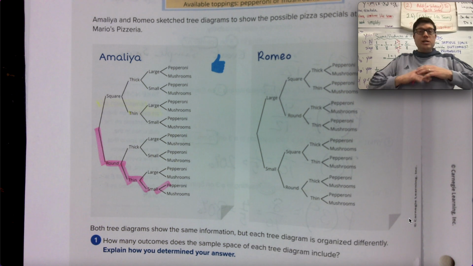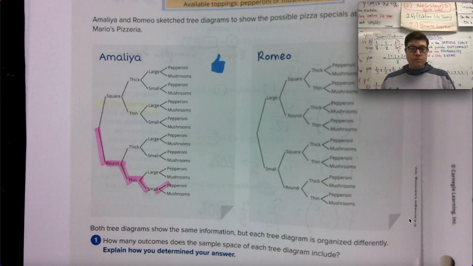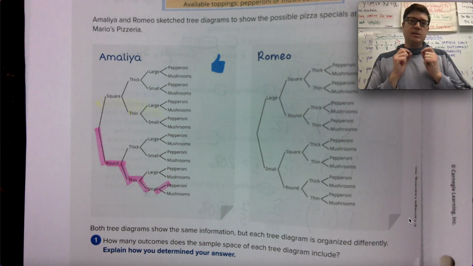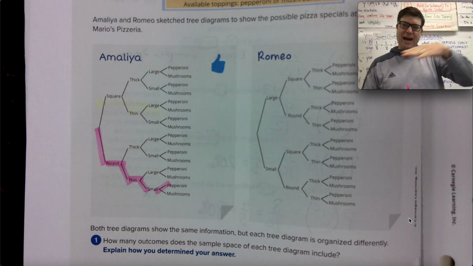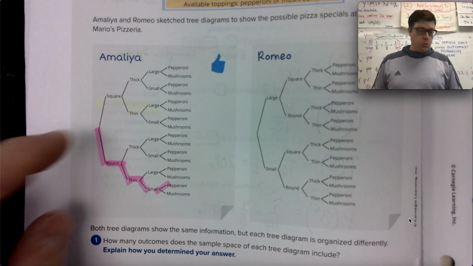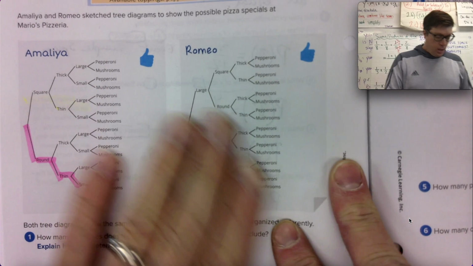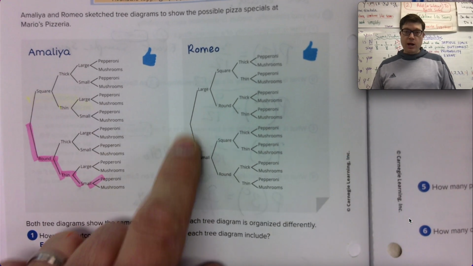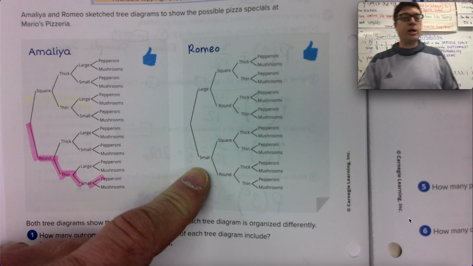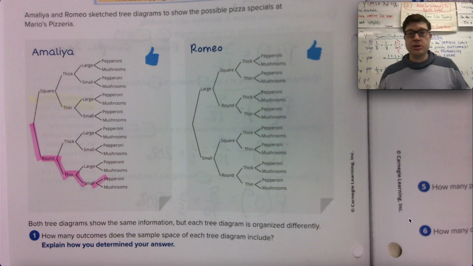Now it's the entire picture of everything that she could have decided to do, but specifically following one path, one branch, tells us what her choice was. Now, Romeo might have done something a little bit different. Romeo didn't put square and round first. Romeo said his order in this fashion. Putting yourself in Romeo's shoes.